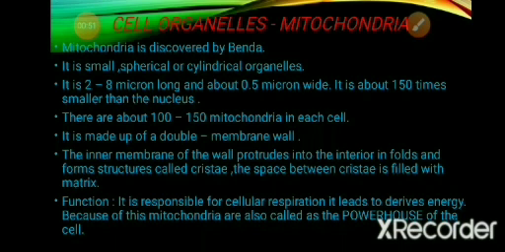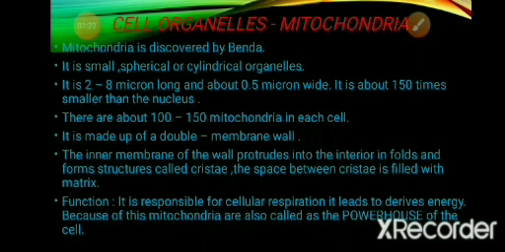Mitochondria have a double membrane. First one is the outer membrane. Second, the inner membrane. The inner membrane is thrown into several folds called cristae. The cristae extend into the matrix. The space between the folds is continuous with the outer membrane. This is the mitochondria structure.